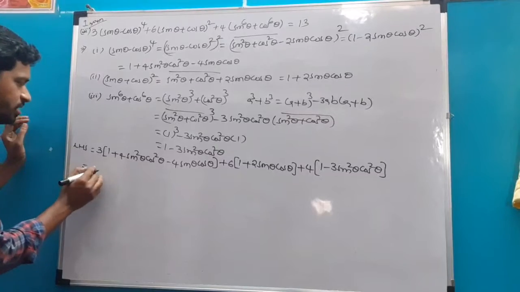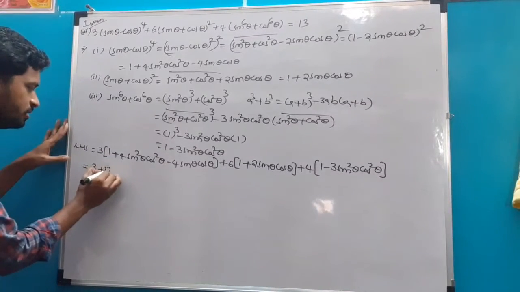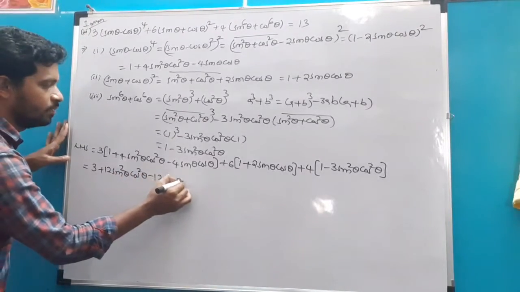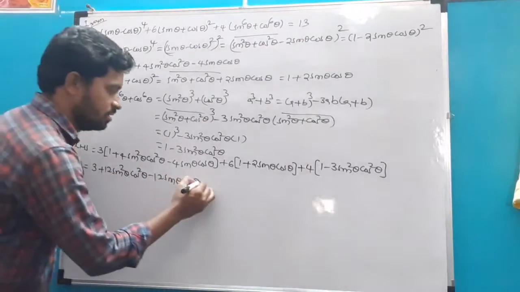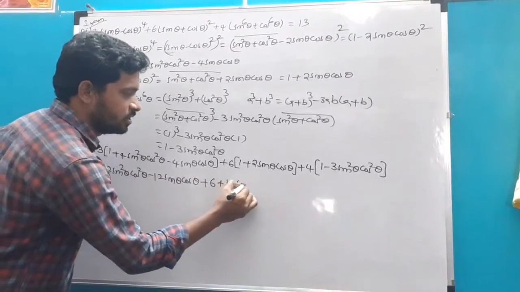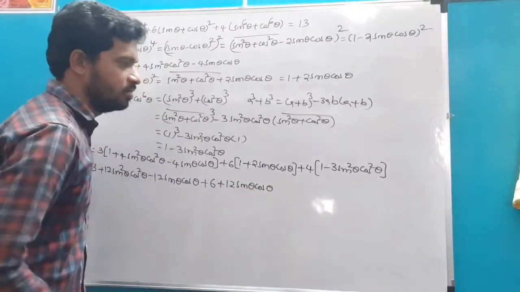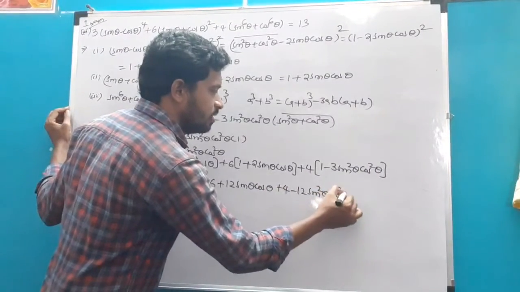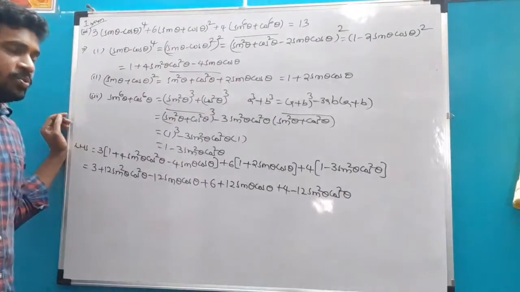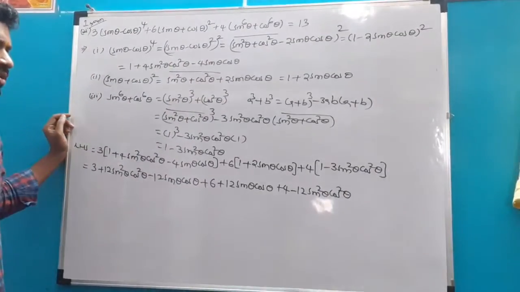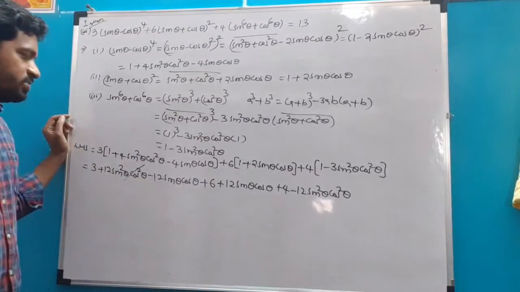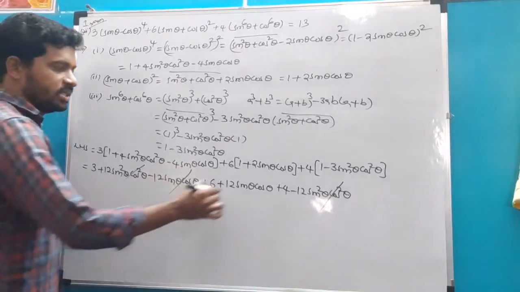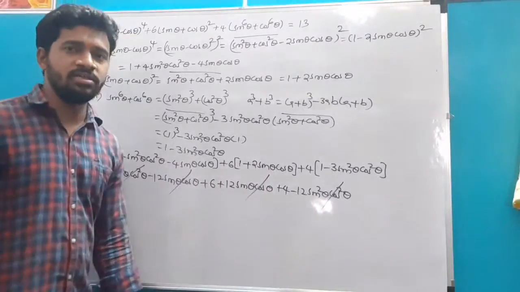So what will the value become here? Multiply 3 inside the bracket. 3 times 4 is 12 sin square theta cos square theta, minus 12 sin theta cos theta, plus 6 times 1 is 6, 6 times 2 is 12 sin theta cos theta, plus 4 times 3 is 12 sin square theta cos square theta. Now observe the terms here. Is there anything common that is going to be eliminated? Yes, plus 12 sin square theta cos square theta and minus 12 sin square theta cos square theta, and minus 12 sin theta cos theta plus 12 sin theta cos theta will be cancelled.